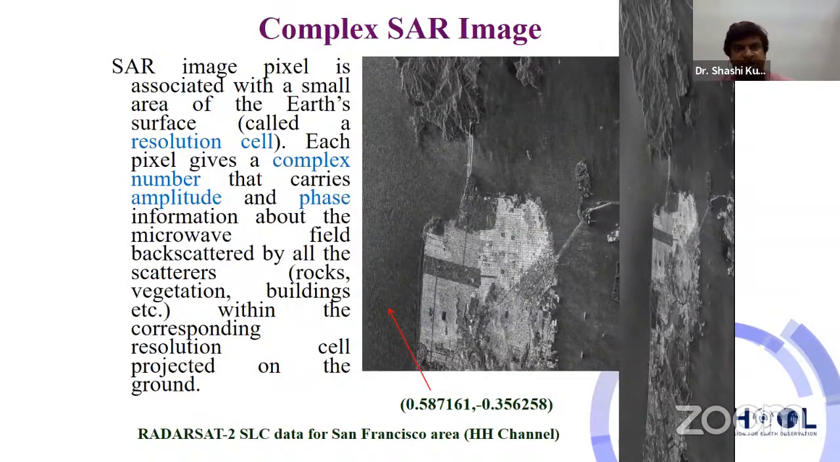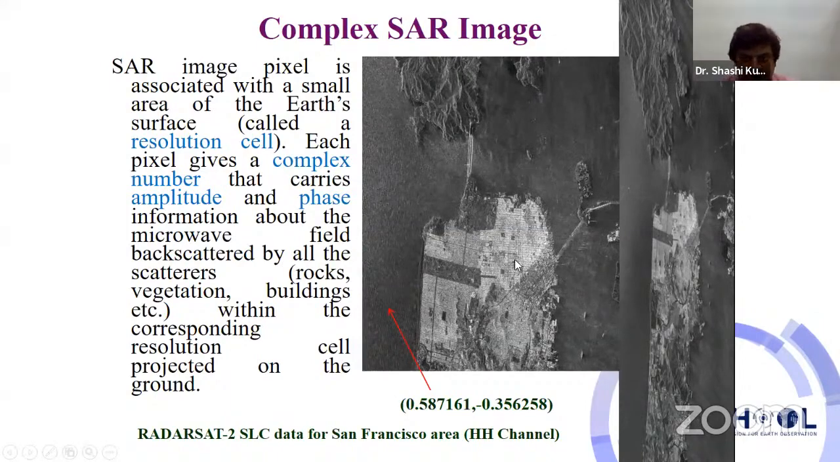Now, this is the complex SAR data set, because all SAR data sets have amplitude and phase information for each and every resolution cell. To get the actual phase of the electromagnetic wave at the time of hitting the target, as well as the amplitude, the data set is represented in complex numbers. Suppose this is the value for one resolution cell, one pixel: the real channel value is 0.587161 and the imaginary value is 0.356258. So the SAR data set is represented in complex numbers. This is the RADARSAT-2 data set in SLC format. SLC means single look complex data set, for the San Francisco area, and the polarization is HH.